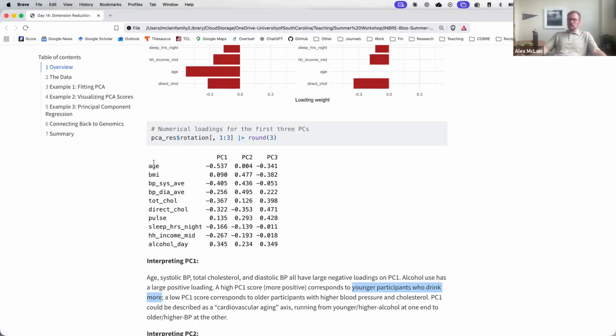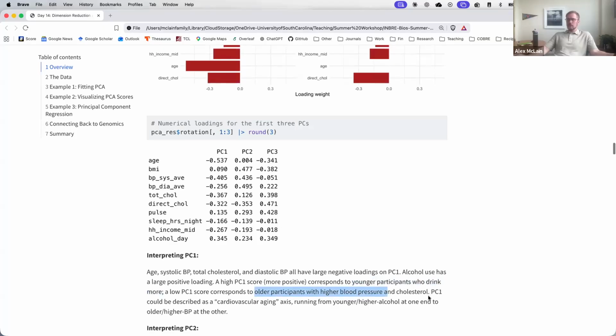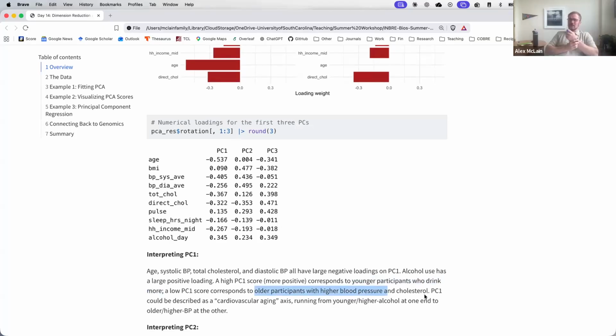So if you're younger, lower value for age, higher principal component one. If you drink more, higher for principal component one, and then systolic blood pressure, lower on that, higher for principal component one. And if you have a low PC1 score, you're going to be older, with higher blood pressure and cholesterol, and less alcohol. So, as I said, not the clearest interpretation there. They don't always have the most clear interpretation. That's not their goal. The goal of PCA is to explain the most variance in the data.